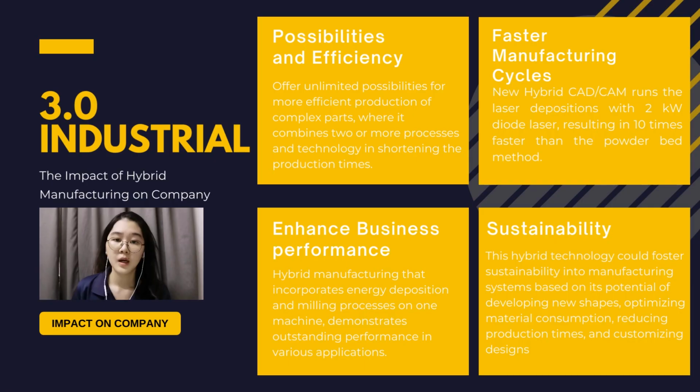Thank you. Hybrid manufacturing will give some impact on the company, such as possibility and efficiency. It offers almost unlimited possibility for more efficient production of complex parts. Next is concern about the faster manufacturing cycles. The new hybrid will run laser deposition with a 2-kilowatt diode laser, resulting in 10 times faster than the powder bed method. Moreover, it enhances the business performance.